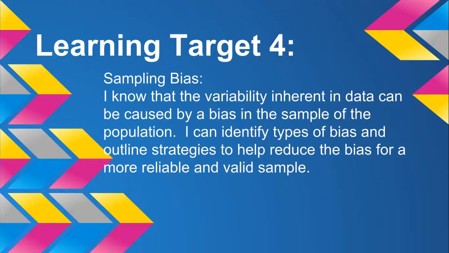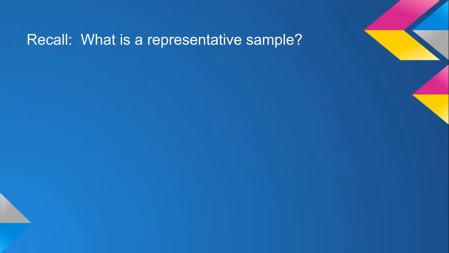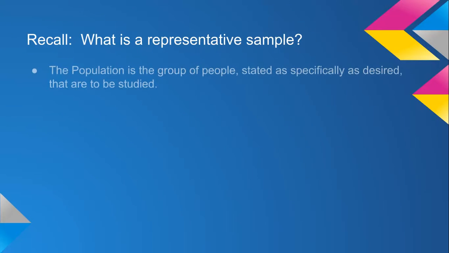We're in target 4. I know that the variability inherent in data can be caused by bias in the sample of the population. So that variability can be caused by the sample. I can identify types of bias and outline strategies to help reduce the bias for a more reliable and valid sample. Really, those strategies to help reduce the bias are using those sampling techniques, and it is going to be consistent with what we did in probability, talking about the law of large numbers. So remember what a representative sample is.